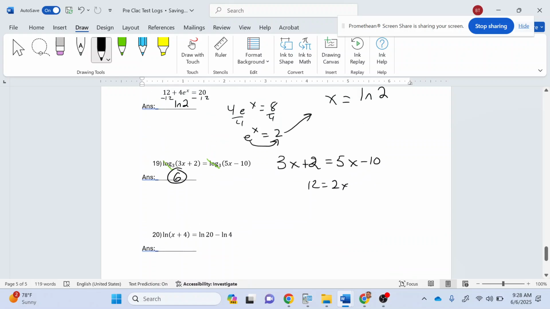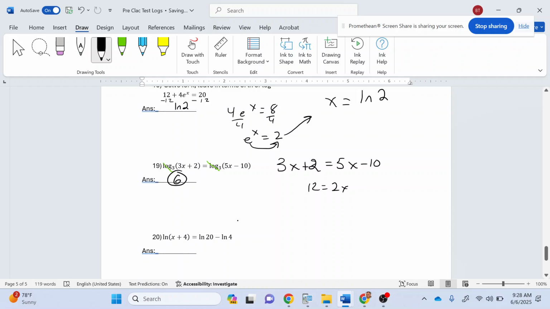Sure. So, for this one, number 20, this is not one log yet, so I have to combine it first. But because it's subtraction, I don't actually subtract, I divide. So it's going to be ln of x plus 4 equals ln of 20 divided by 4, which is 5. Now that they're 1 ln each, you can cross it out. X plus 4 equals 5. X equals 1.